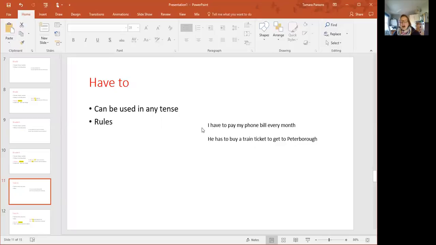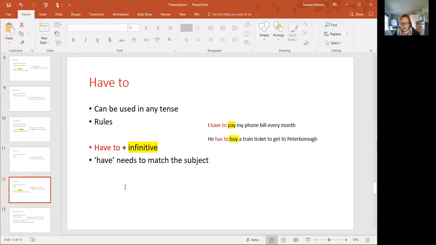So for example, I have to pay my phone bill every month. If I don't pay my phone bill every month, then they'll cut off my phone. He has to buy a train ticket to get to Peterborough. If he doesn't buy a train ticket, the police will get him and he'll be in trouble.